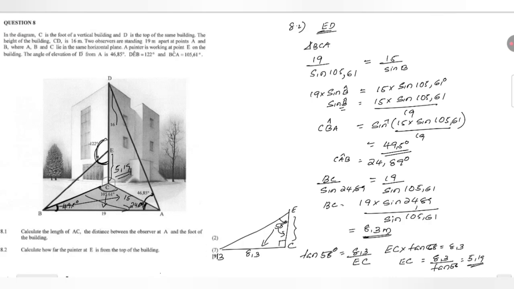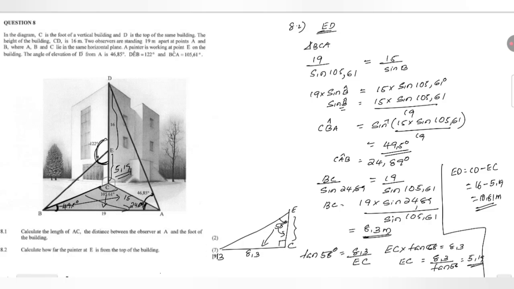Now can you find ED? Because DC is already given as 16, isn't it? Therefore the answer, we are almost close to the answer. What is ED? ED is equal to CD minus EC. I hope you understood that relation. And what is CD? 16 minus EC, which is 5.19. So when you do that one, you will get the answer 10.81 meters. So we got the answer 10.81 meters.